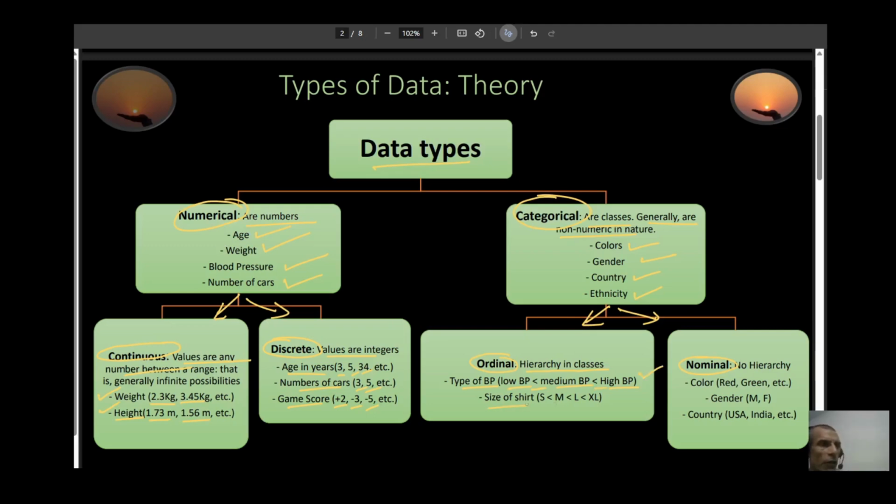Same thing with the size of a shirt. Small, medium, large, extra large. You can say your small size is smaller than a medium size. A medium size is smaller than a large size, which is smaller than an extra large size.